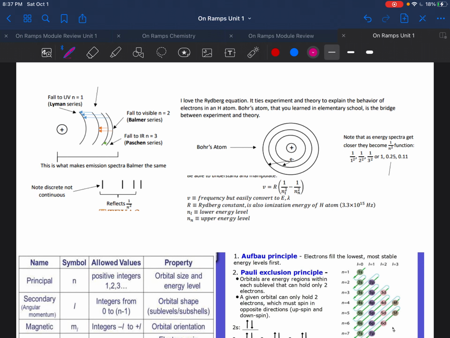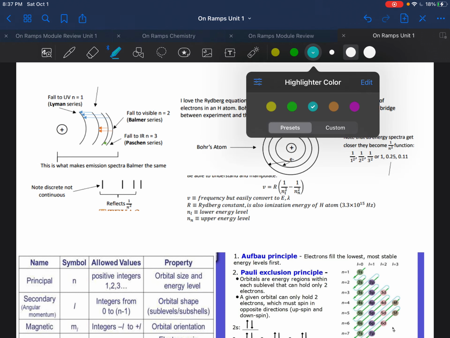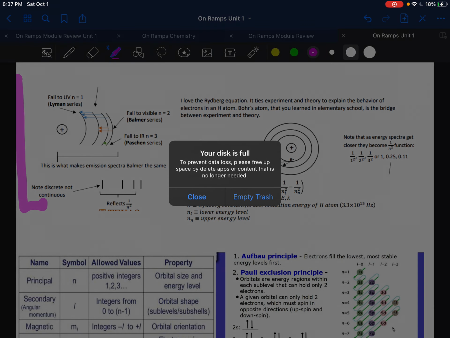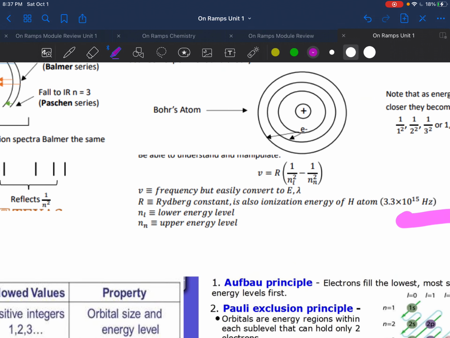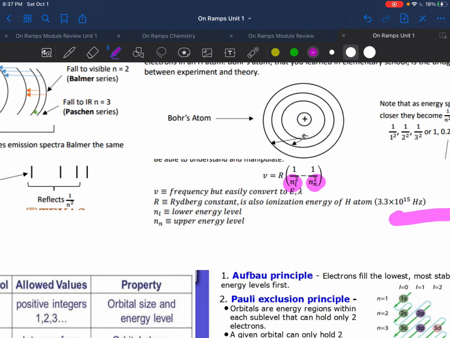Okay, for the Rydberg equation part, you are going to use all of this. Notice in the Rydberg equation, the lower energy level is going to go first. Then you're going to put the higher one second, so that you don't get a negative number.